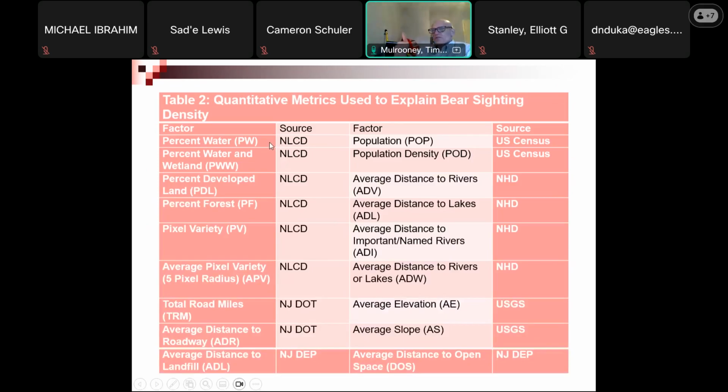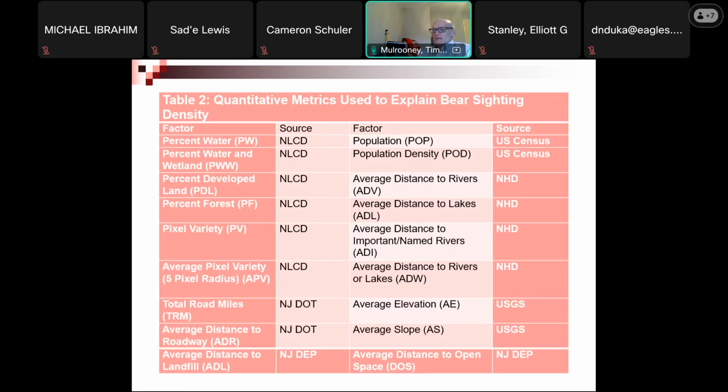Is it close to a water source? And these are easily calculated by squares. Percent water in wetland, percent developed land. Okay, I got these from something called NLCD. NLCD is National Land Cover Data Set. And you'll be working with those if you take raster GIS next semester.